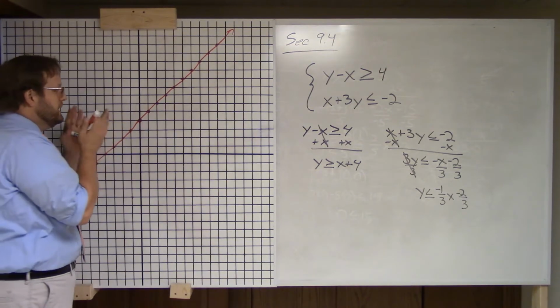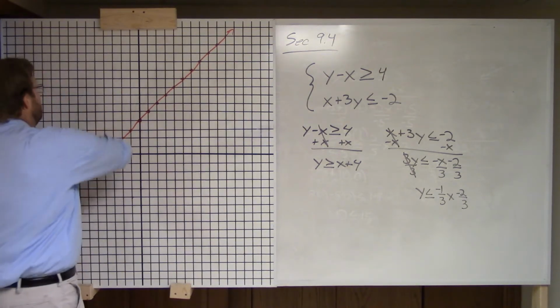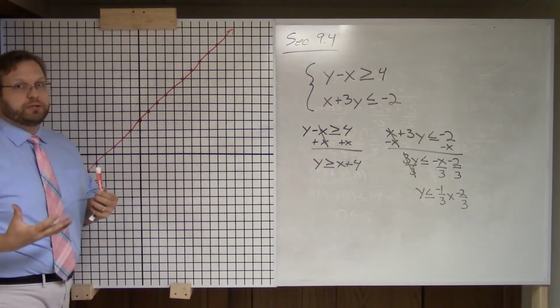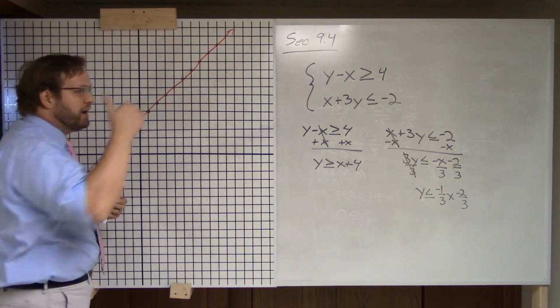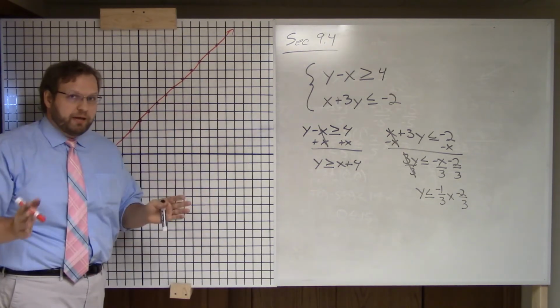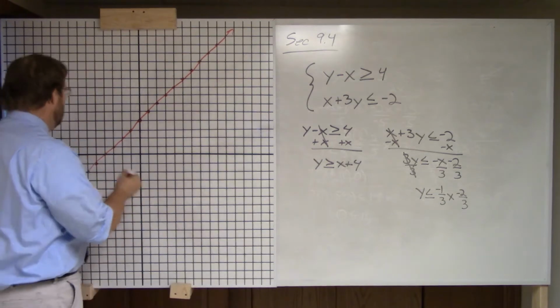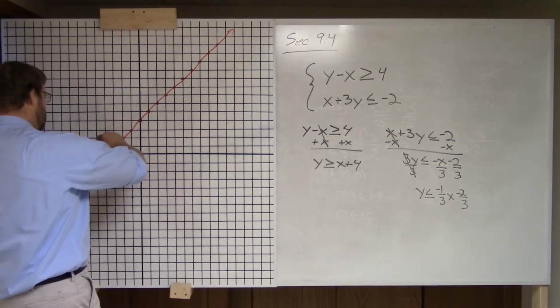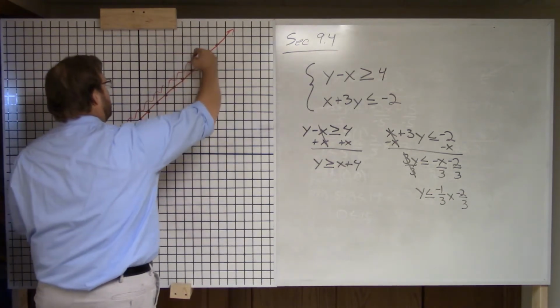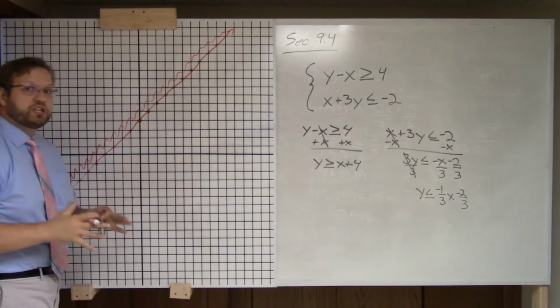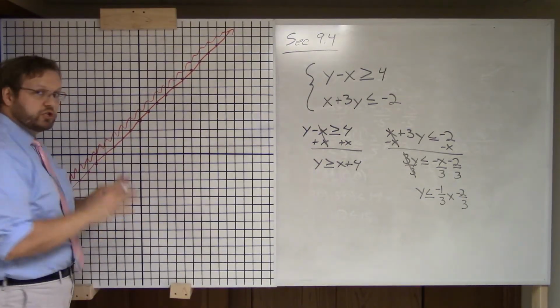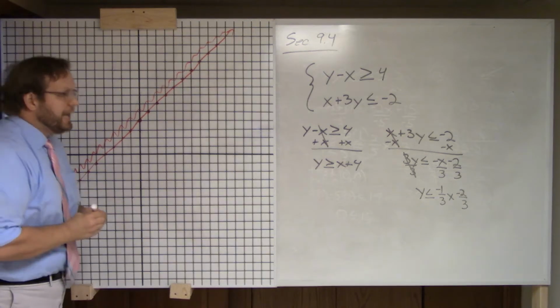Okay? Now, when I shade, normally I would shade the entire thing. That's truly what's happening here. But since I have to graph another inequality, I don't want a big mess. So all I'm going to do is slightly shade above that line, just so I know where the shading is. Okay, that's all I want to show at this moment. Now I go to the next one.